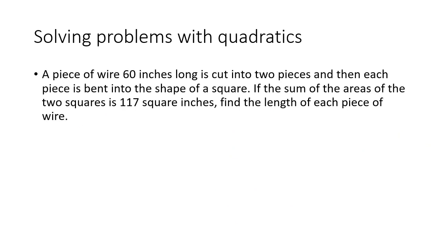All right, and one last problem. A piece of wire 60 inches long is cut into two pieces, and then each piece is bent into the shape of a square. Okay, so this is kind of complicated. All right, so we have a wire that's cut in half. The length of this wire is x, and the length of this wire would be 60 minus x, because we had 60 total inches, and we cut it into two pieces.